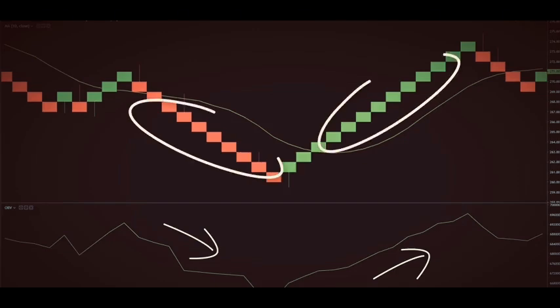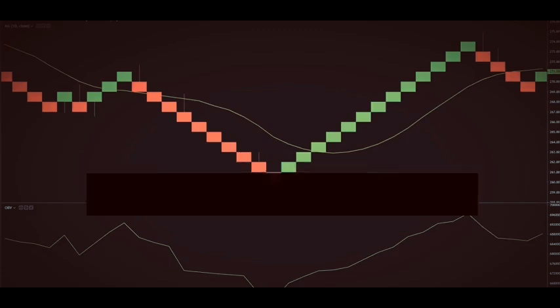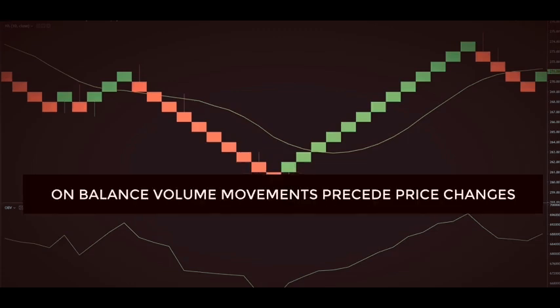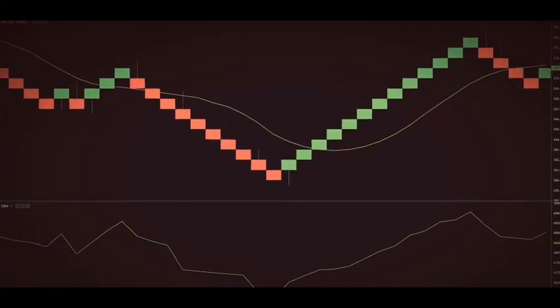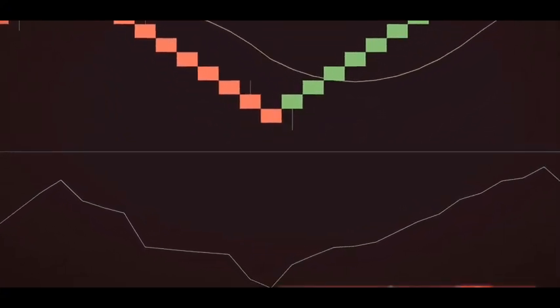OBV increases or decreases during each day in correlation with whether the price closes higher or lower compared to the close during the previous period. The main assumption is that the OBV movements precede price changes. As the volume is the main fuel behind the market, OBV is designed to anticipate when major moves in the market would occur. For this reason, the OBV will play an important part in our strategy.